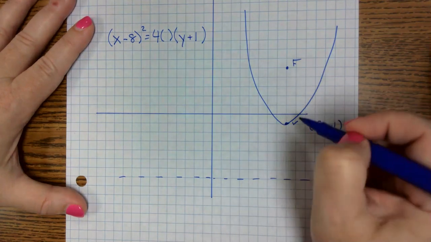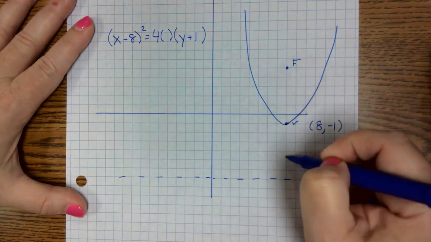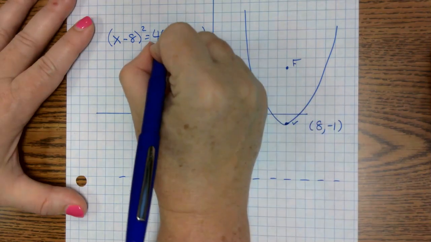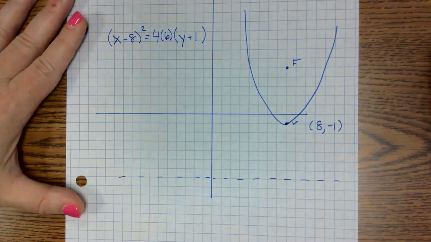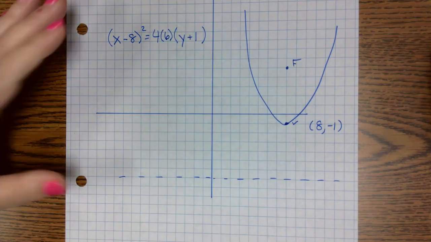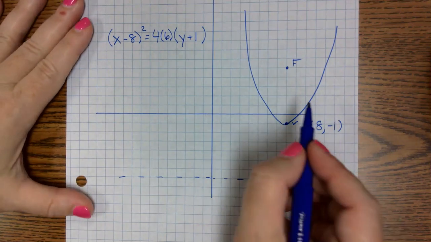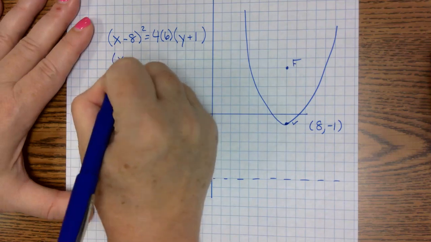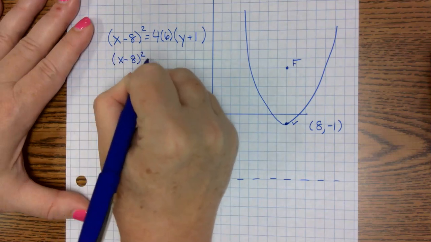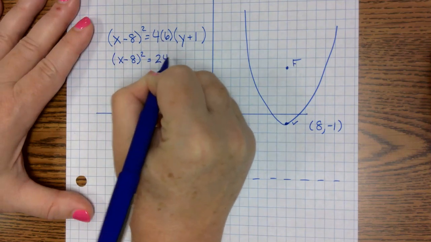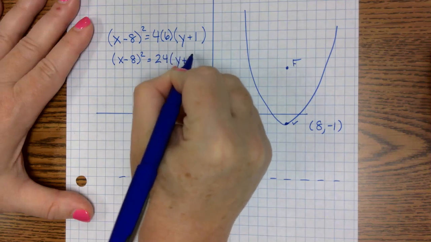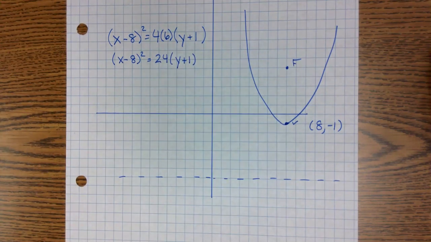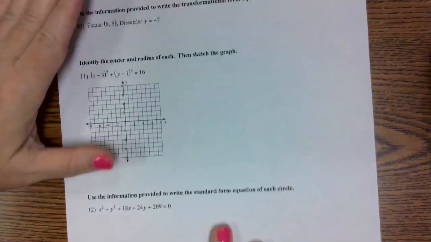Oh, and I forgot, how much was this? 1, 2, 3, 4, 5, 6. So we're going to put a 6 here. And last question, when it opens up, is this positive or negative? If you said positive, good job. So here we go. It's just going to be x minus 8 squared equals 24 times y plus 1. Good job. Okay.